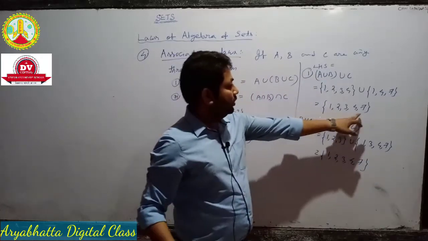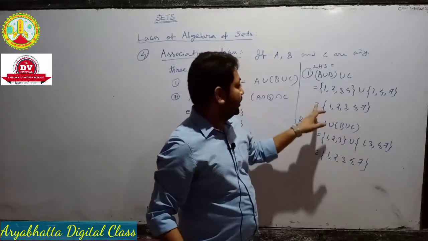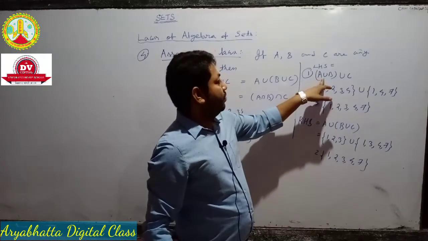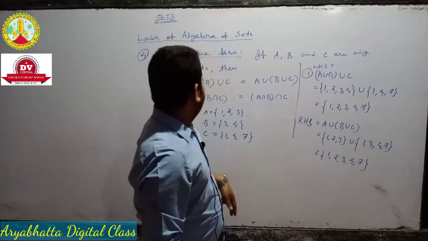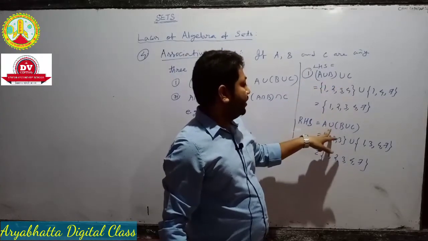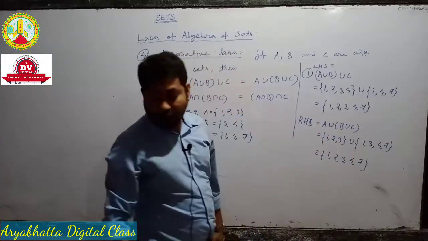{1, 2, 3, 4, 7} and {1, 2, 3, 4, 7}. This and this are equal. Left hand side is equal to right hand side. Therefore, (A union B) union C is equal to A union (B union C).